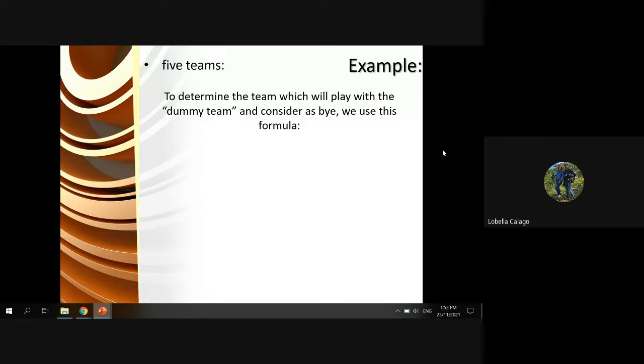Okay, so to determine what team will play the dummy team na ma-consider natin as bye or wala siyang game on that day, yung formula na gagamitin natin yung sa right side, which is 2i is congruent to k mod n minus 1. So in round 1, the bye is team 3. Bakit? Because 2i is congruent to 1 mod 5. Ano to n minus 1? Dito, naging n minus 1 na siya.